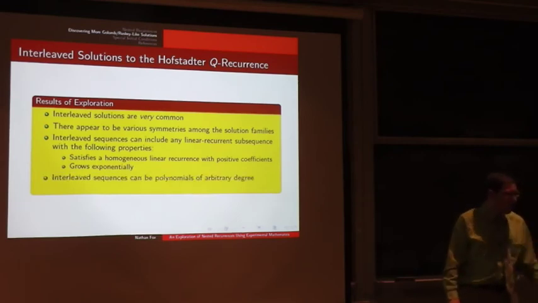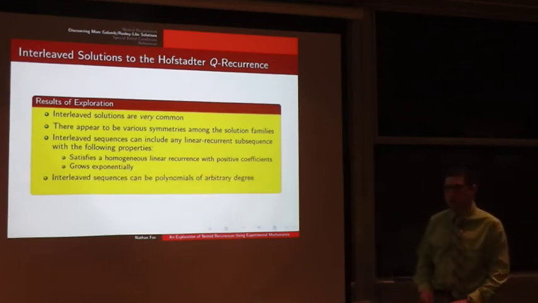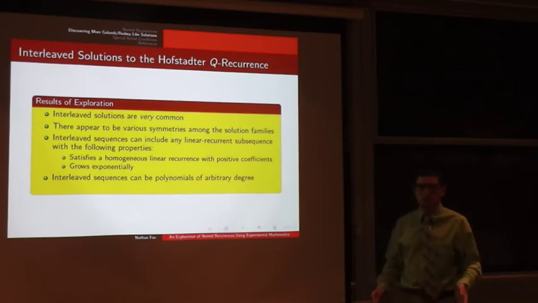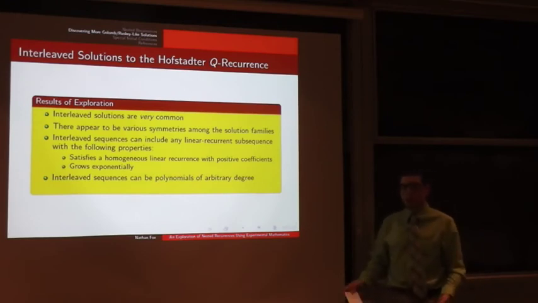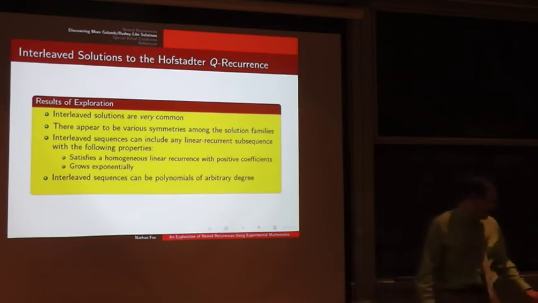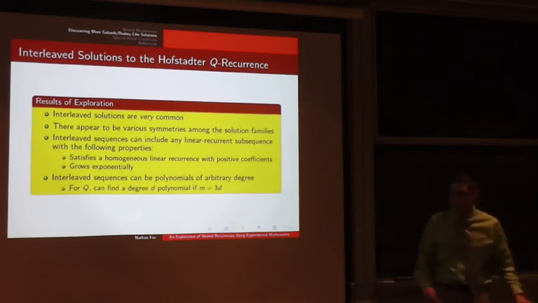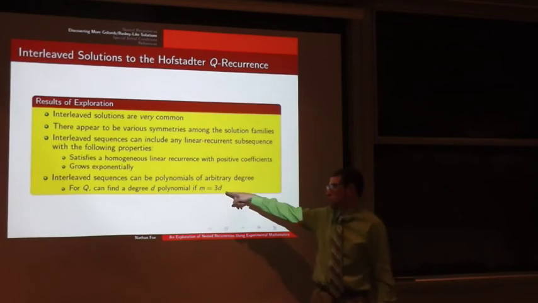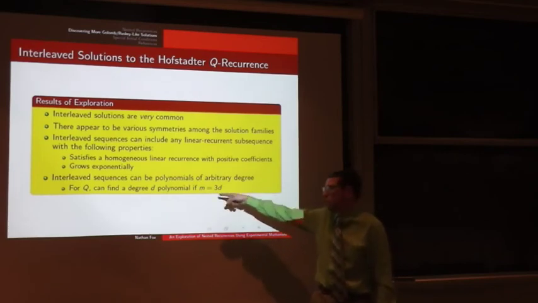And you can also put polynomials of arbitrary degree in there. We've seen constants, which are degree 0, and then linear, which is degree 1. You can actually also get quadratic and cubic and quartic subsequences coming out of this. And for the Q recurrence, if you're interleaving 3 times d sequences, you can get a degree d polynomial.